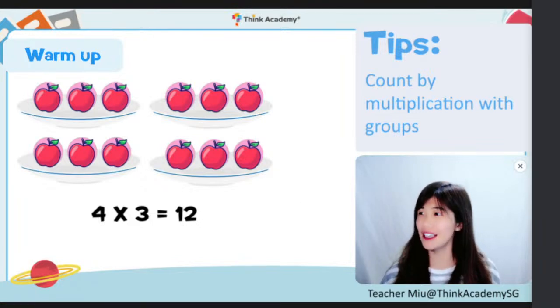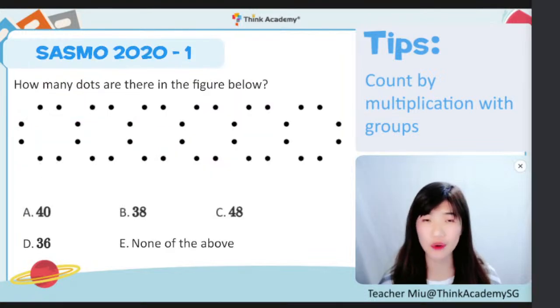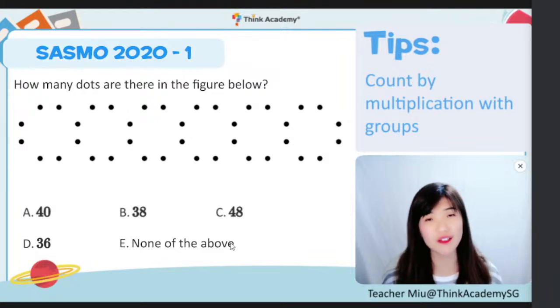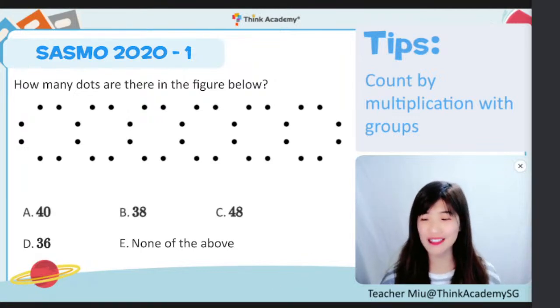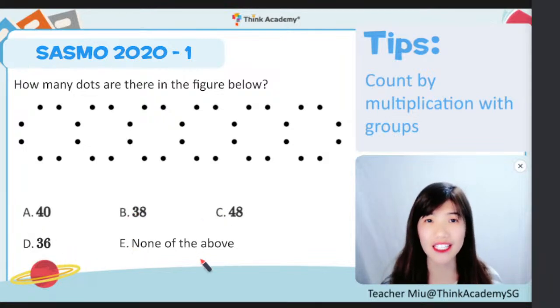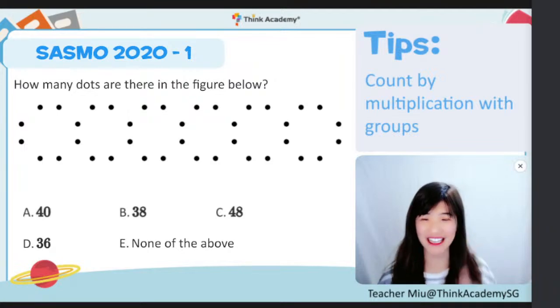So guys, let's try one of the questions from SASMO 2021. This is question 1 in 2020, so please try this question. It says, how many dots are there in the figure below? Now I will give you 1 minute to try. If you know the answer, please type A, B, C, D, or E in the chat box. I will give you 1 minute.